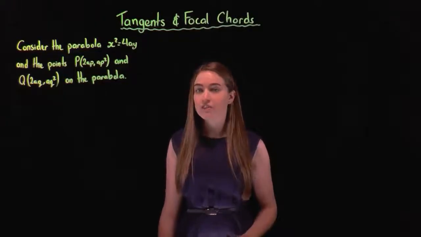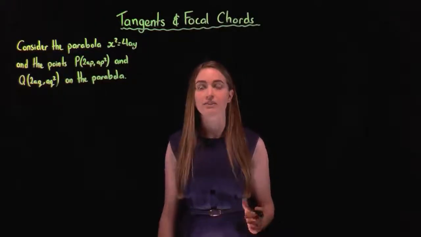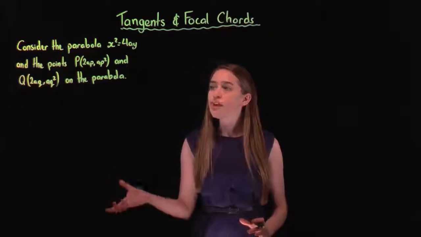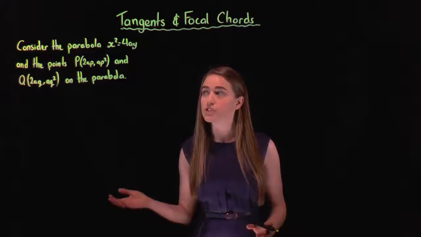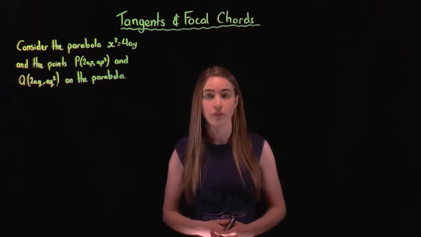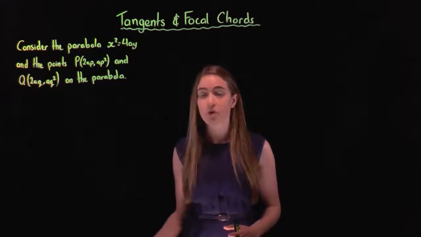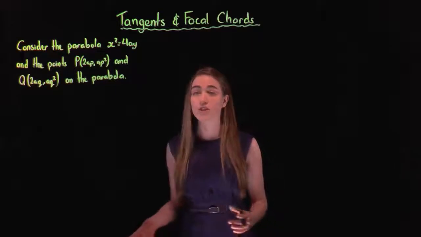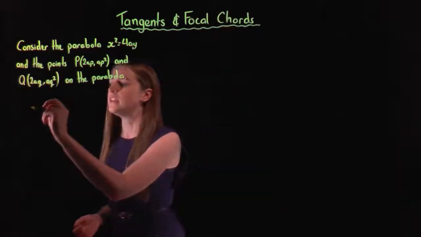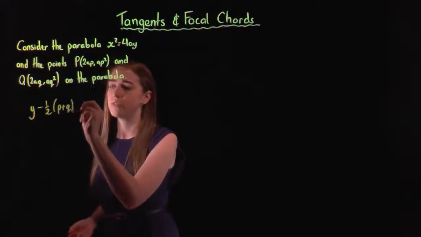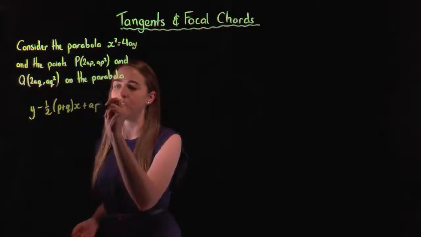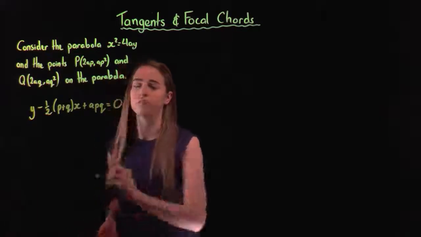In this video, I want to have a look at parabolas, tangents, and focal chords. So we're going to have a look at the parabola x squared equals 4ay, and we're going to look at 2 points on that parabola, P and Q. So in our earlier video on chords, we know that the equation of the chord PQ is y minus a half (P plus Q) x plus a P Q equals 0.